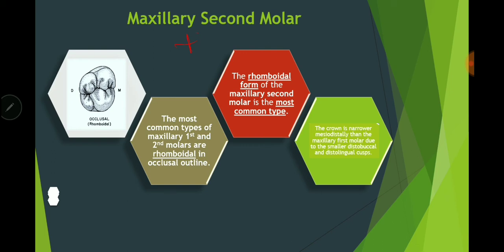Okay, so the maxillary second molars. The most common type of maxillary first and second molars have a rhomboidal outline in the occlusal view. The rhomboidal form of the maxillary second molar is the most common type, and the crown is narrower mesiodistally than the maxillary first molar crown. This is due to the smaller distal buccal and distal lingual cusps. Okay, make sure you know the reason why it's smaller.